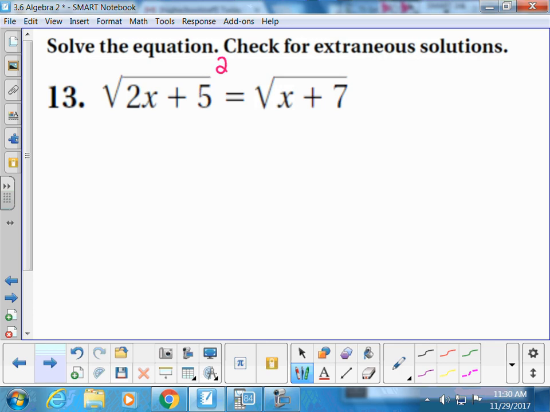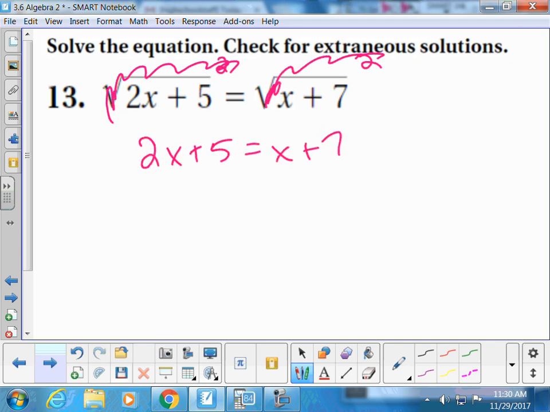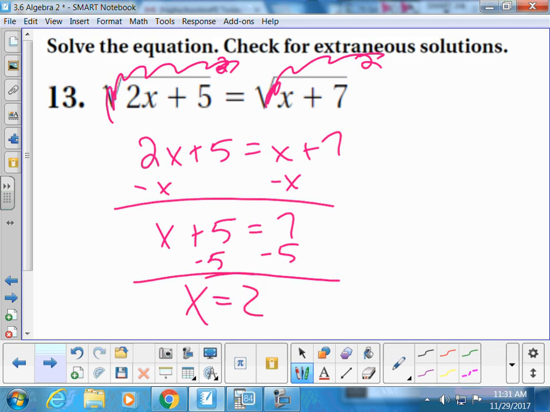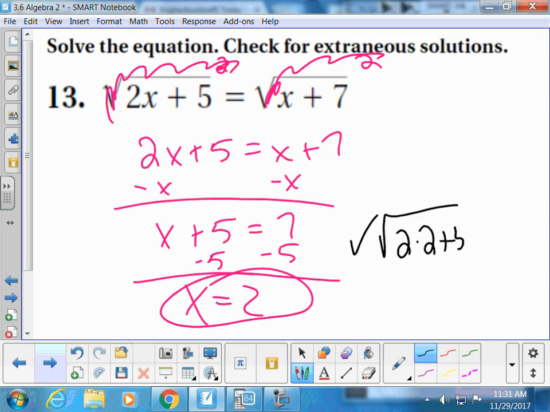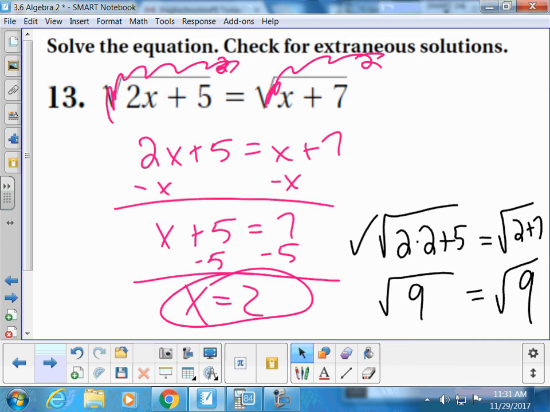All right, you're back. You want to start by squaring both sides, which actually cancels both radicals. That's a little bit wild. So you have 2x plus 5 equals x plus 7. You can move your x's over to the right-hand side. You can move your numbers over to the left-hand side, and you get 2. We definitely want to go ahead and check that answer. Is the square root of 2 times 2 plus 5 going to equal the square root of 2 plus 7? So the left-hand side, I've got the square root of 9, and the right-hand side, I've got the square root of 9. So that definitely would be true. The square root of 9 is 3, so I'd have 3 equals 3, and that answer's fine.